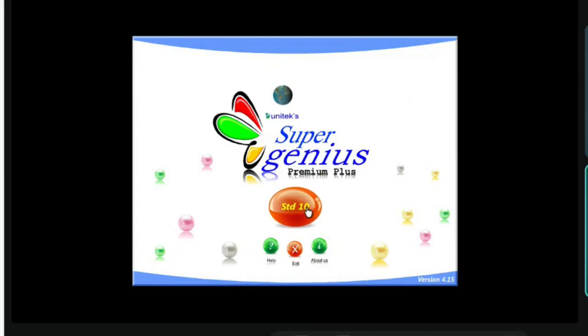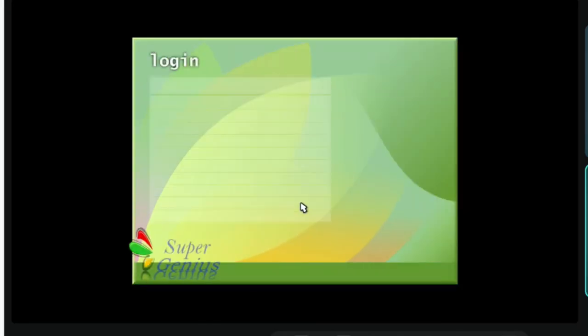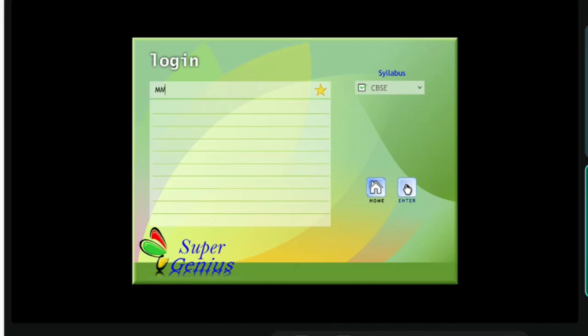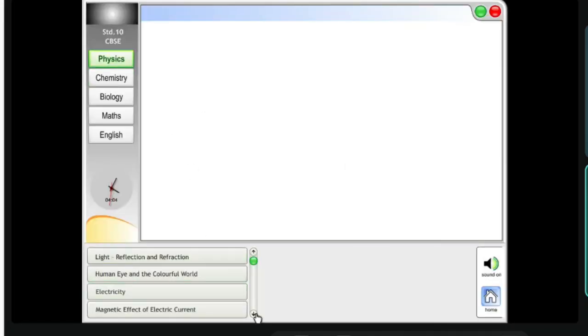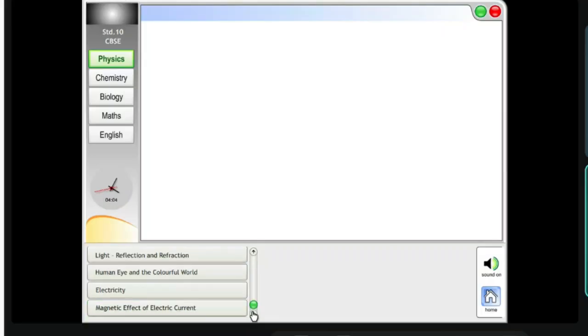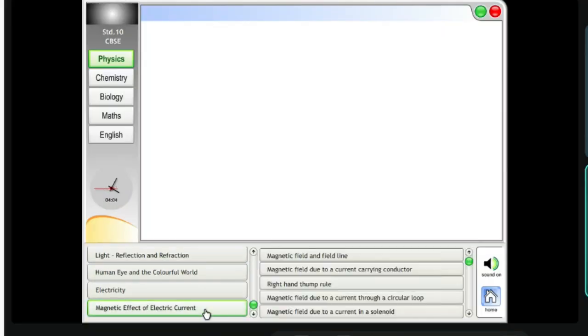Unitech is the company's name, you can see here, standard 10. Then similar name, then you select CBSE. Then you will get physics here. See, physics, these are the exact chapters whatever NCERT in India has described in the textbook, in the same name, same thing, nothing else. So, like the human eye and electricity, magnetic. If you go to magnetic effect of current, these are the topics in the textbook.